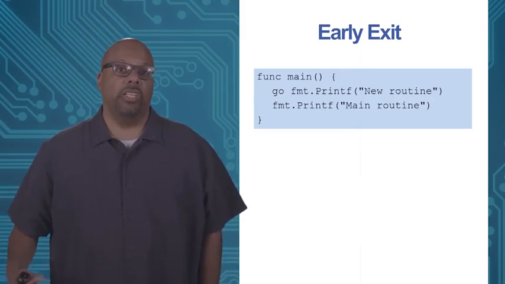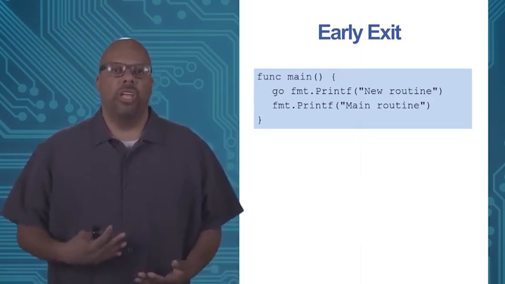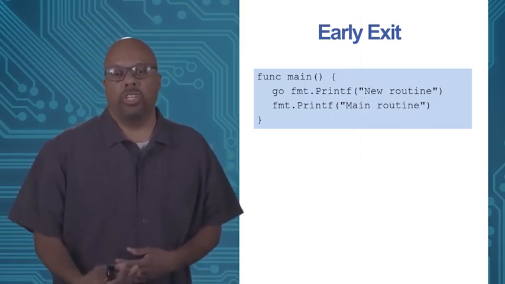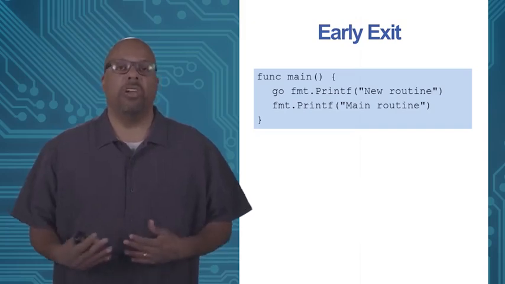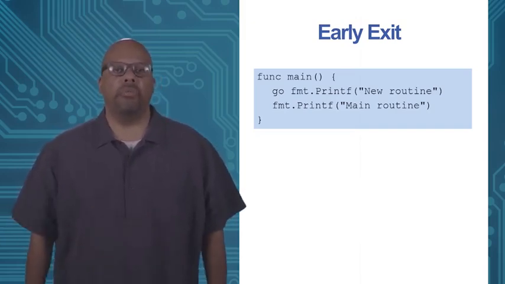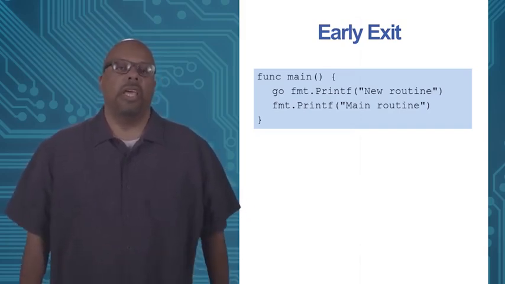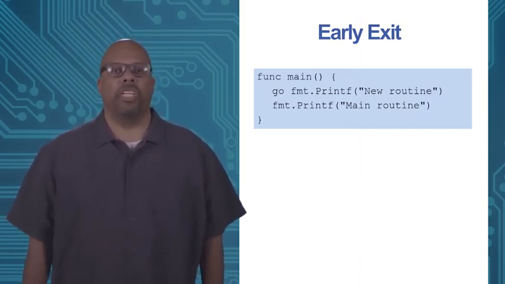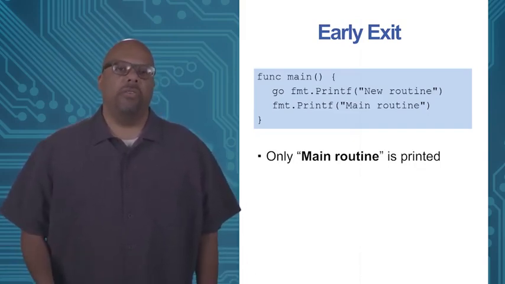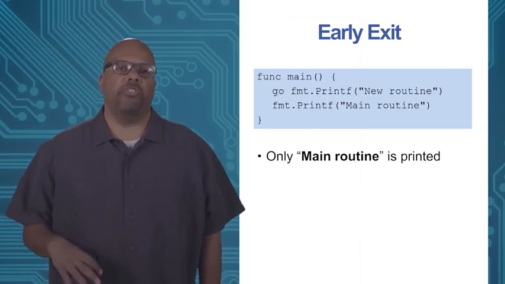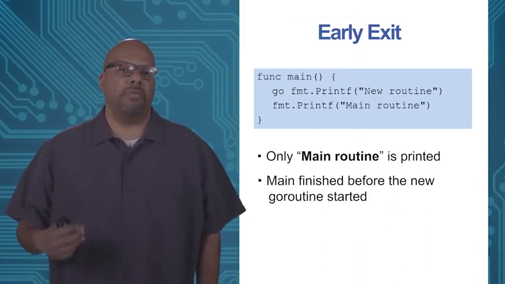Because when the Go routine is created, we don't know how the scheduler is going to schedule the main routine and the Go routine. Maybe it schedules the new Go routine first. Maybe it schedules the main Go routine first. We can't really tell. But at a glance, you would expect it to print main routine and print new routine at some point in some order. But when I execute this, only main routine is printed. So why does this happen? It's because the main Go routine is finishing before the new Go routine starts. Okay, and this happens consistently.